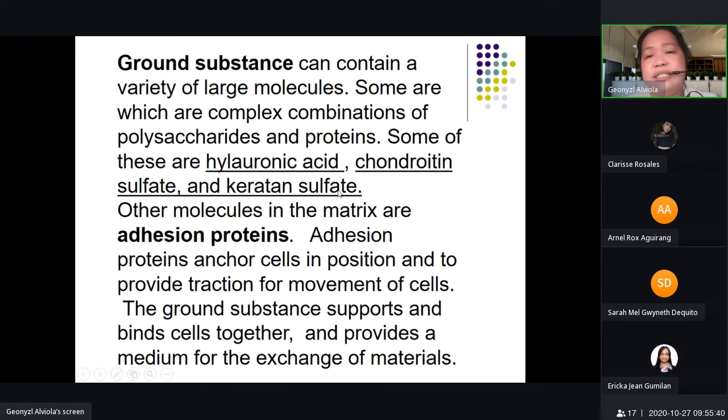Ground substance maintains a variety of large molecules, some of which are a complex combination of polysaccharides and proteins. Some of these contain hyaluronic acid, chondroitin sulfate, keratan sulfate. So other molecules in a matrix are made up of adhesion proteins. That's why para silang paste to provide connection and also the exchange of materials.